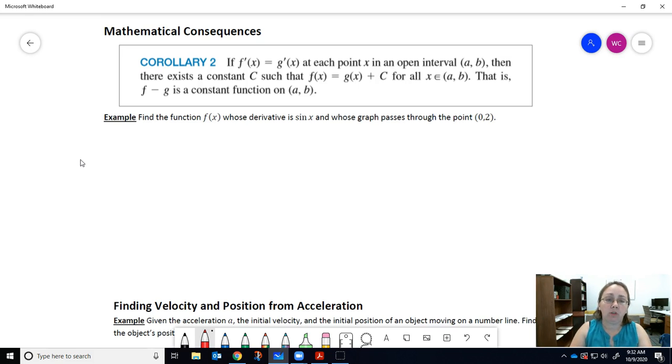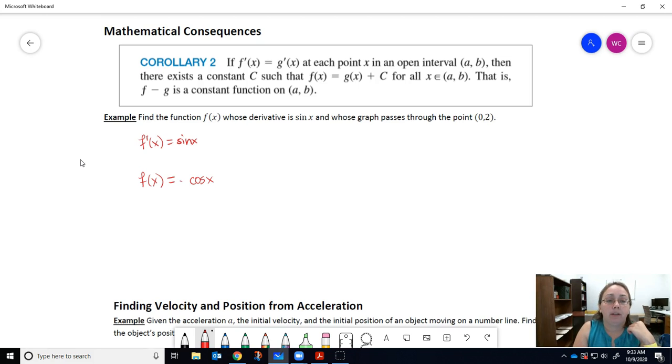Now, what are we going to use this for? Well, let me talk about this example here. Find the function f whose derivative is sine of x. So if I give you the derivative of your function is sine of x, this corollary says you can find the original function. Okay? Well, use what you already know. The derivative of what function gives you sine of x? Well, I think it's something to do with cosine, isn't it? Well, let's try it. If I have cosine as my original function, what's the derivative of cosine? That would be negative sine of x. Okay, so I'm close. This is how you think through it. You get close and then you adjust.